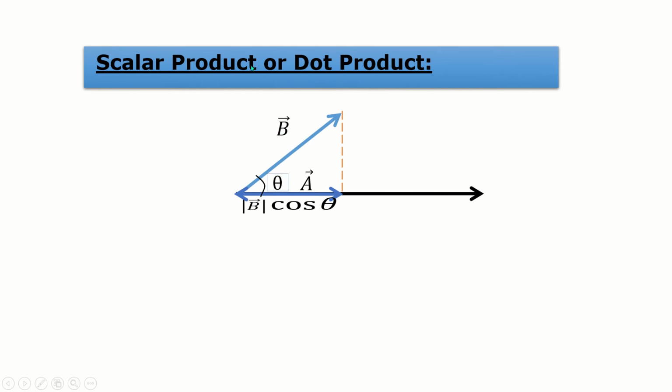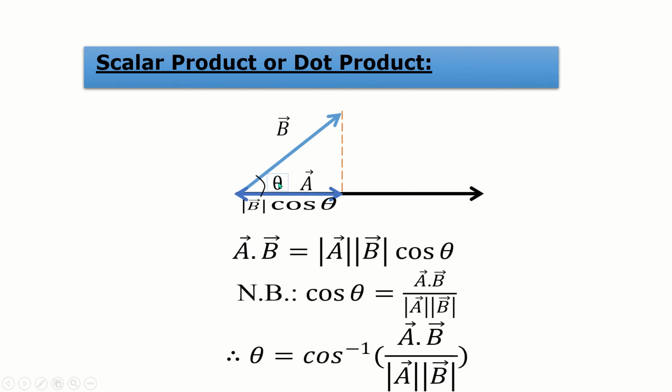So a scalar product or dot product means A dot B. A dot B equals their magnitudes multiplied by the cosine of their included angle. Dot product means the product of their magnitudes into the cosine of their included angle.